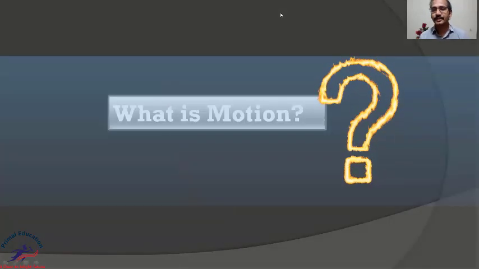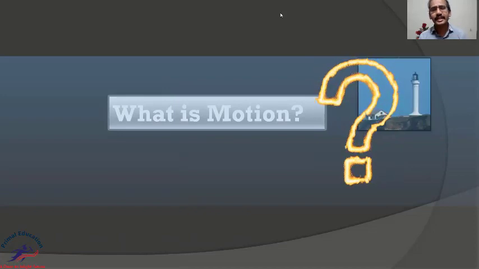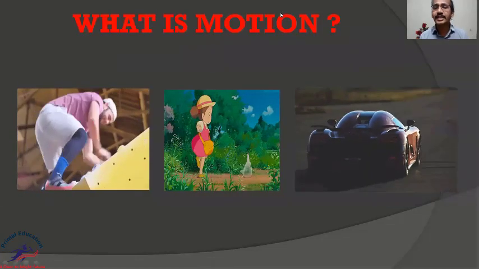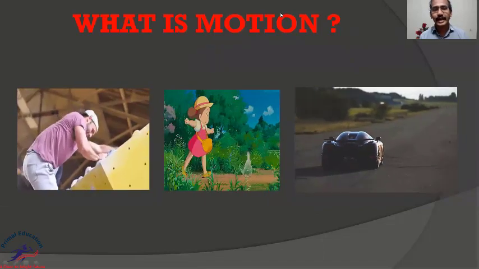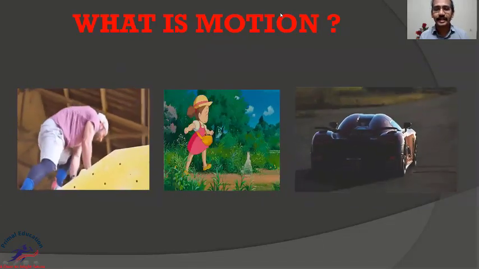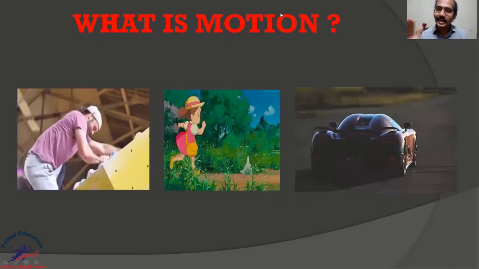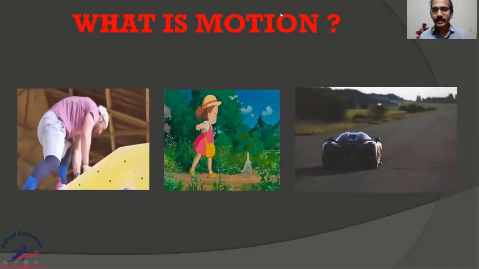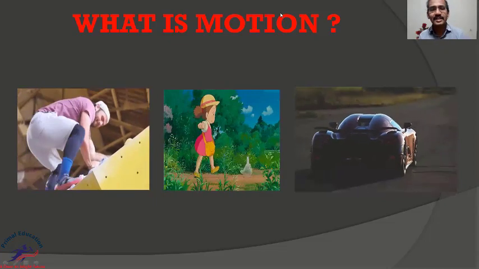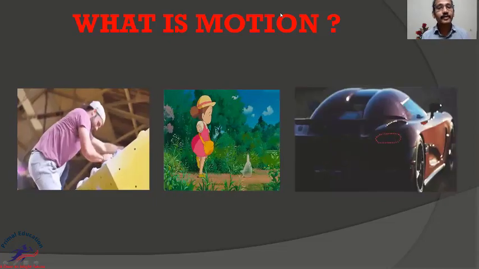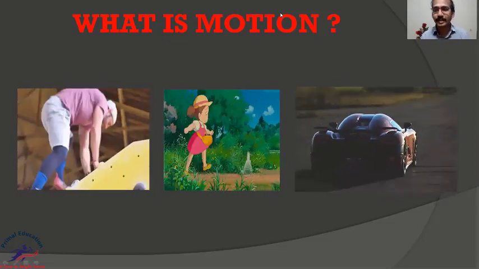What is motion? Generally, motion is a term we understand as movement, moving. Yes, it's a motion. How can we say that an object is moving? A person is climbing on a wall for painting. A girl is walking on the road. A car is running on the road. How do we know that these three objects are moving? Of course, while seeing we can understand it's moving.